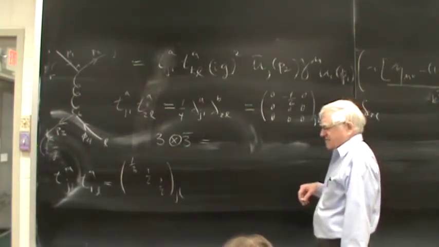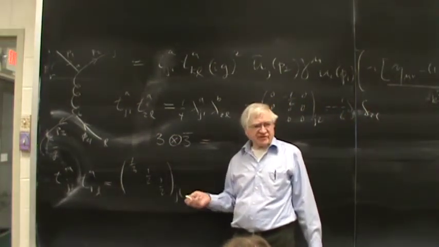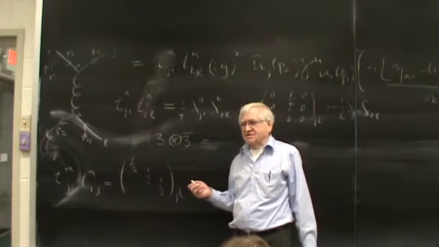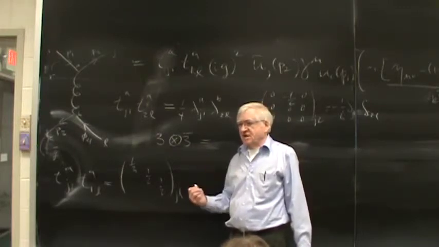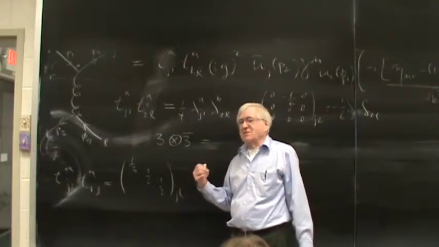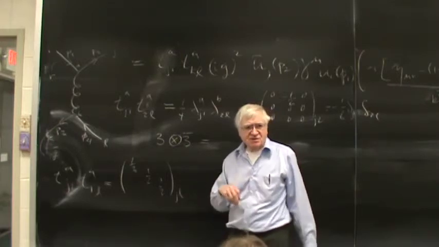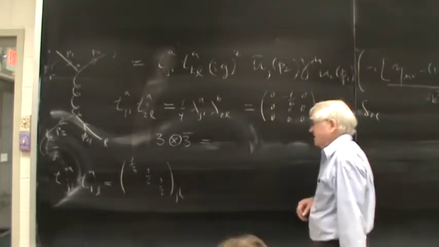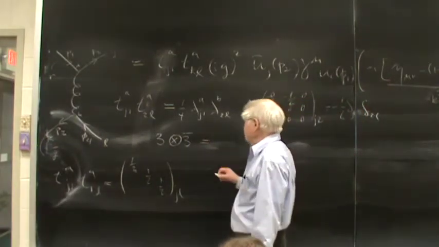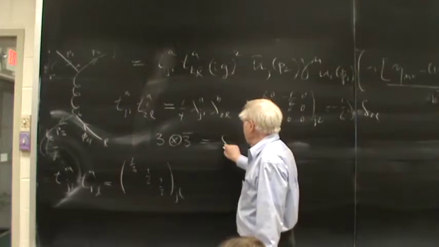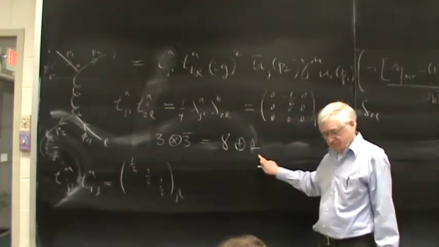And in the case of SU2, the 2 bar is really equivalent to the 2, equivalent in the mathematical sense. That is to say, the complex conjugate of an SU2 element can be written as a similarity transformation on the same SU2 element. But in SU3, they're different. 3 bar and 3 are two different representations. And here, what you get is 8 plus 1, so an octet plus a singlet.